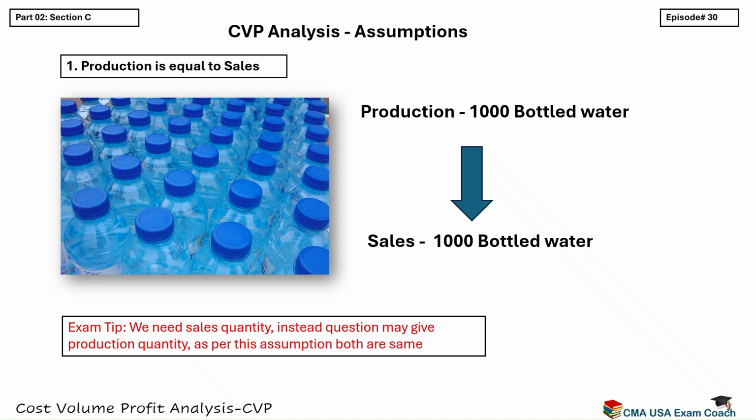So, by assuming production equals sales, we can avoid the complications of inventory accounting and focus purely on the relationship between cost, volume, and profit. In simple terms, it helps keep the analysis clean and straightforward.